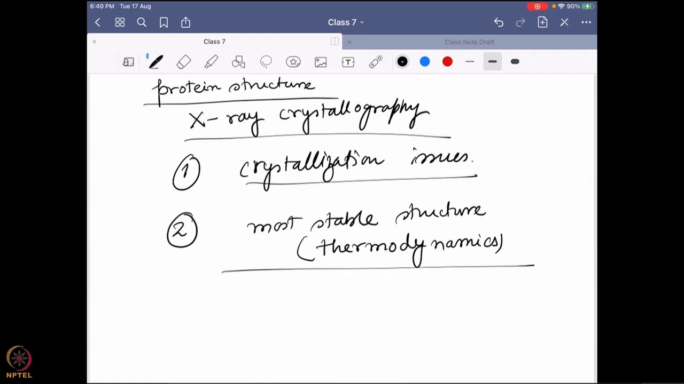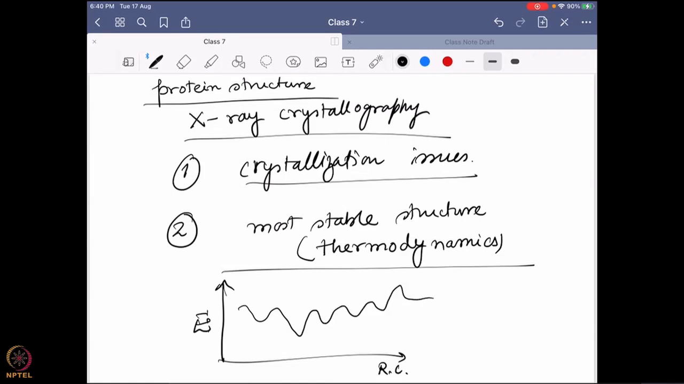As we know, if I draw the energy diagram of a protein with respect to the reaction coordinate, meaning if I change the structure a little bit, protein structures have energy diagrams something like this. And when we crystallize, these are the troughs where we actually stabilize the protein. When you crystallize a protein, we are going to get the most stable structure.